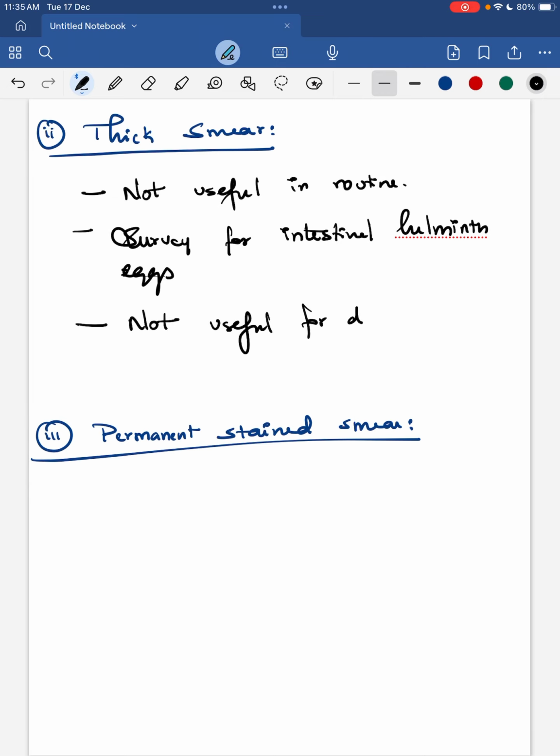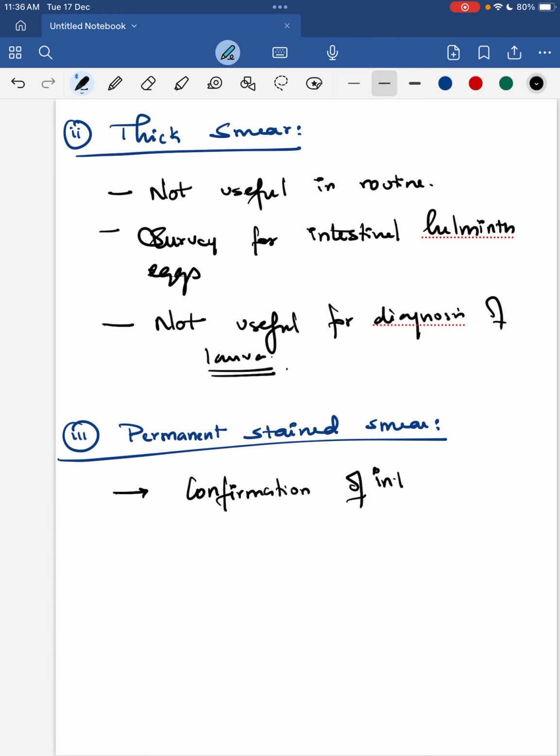Okay, next, permanent stained smear. It is mainly used for confirmation of intestinal protozoa. Both your trophozoites and cyst can be identified by your permanent stained smear. So in permanent stained smear, it is mostly used for confirmation of your intestinal protozoa, both your trophozoites and cyst.